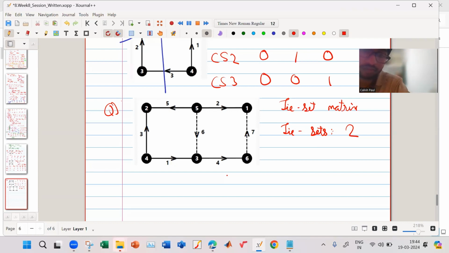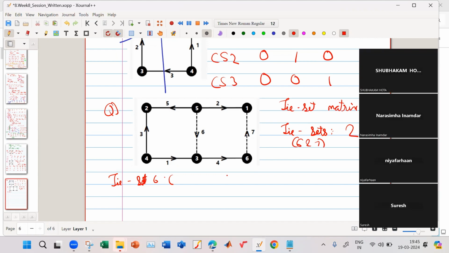No, sir. I said 6 and I said 7. You have tie-set 6 and tie-set 7. Yes, correct. So you form tie-set 6, right? So in tie-set 6, what are the elements in tie-set 6? Okay, I'll ask someone. Don't answer. So, Suresh, what are the elements in tie-set 6?